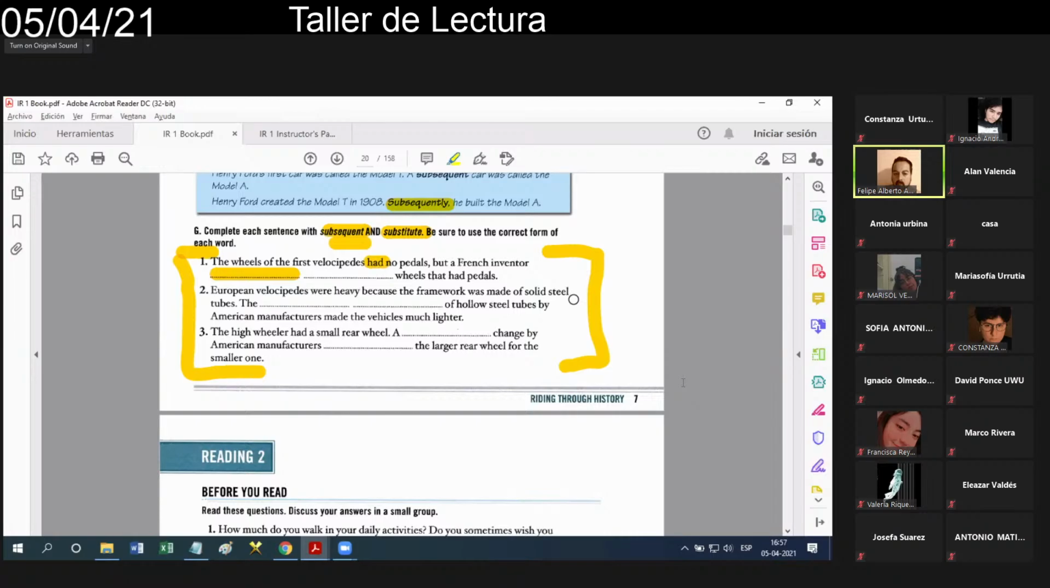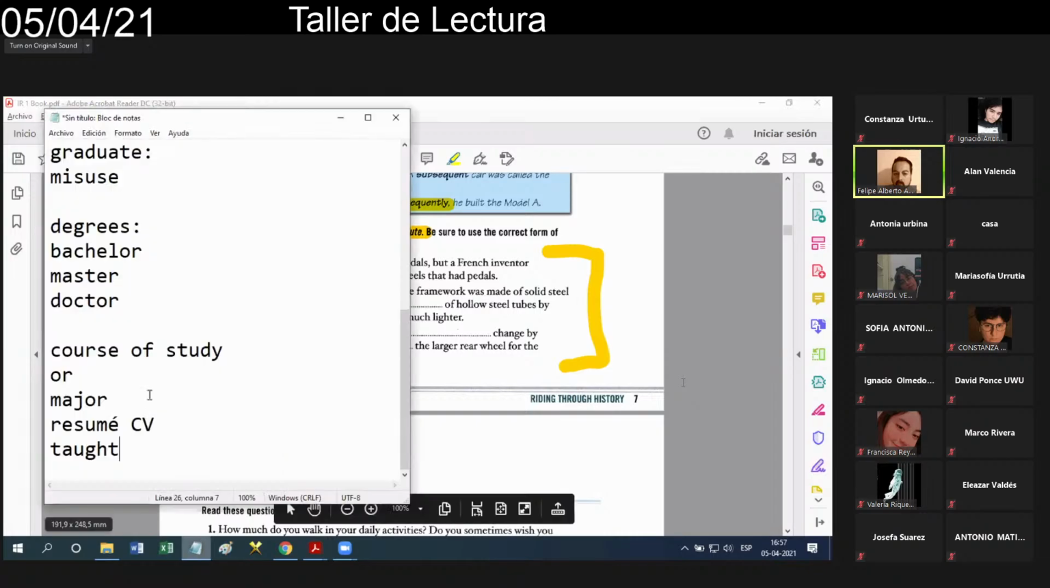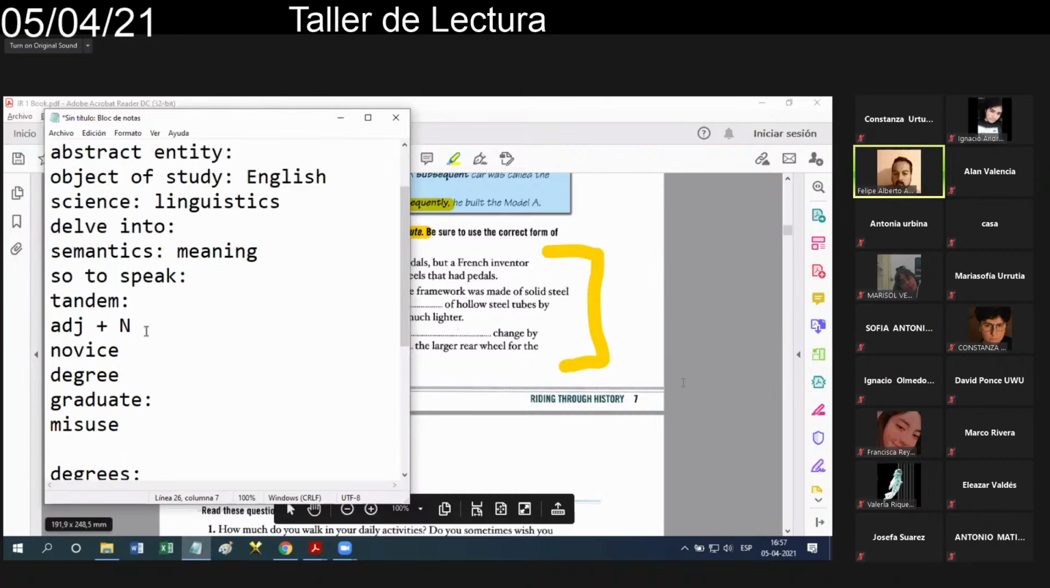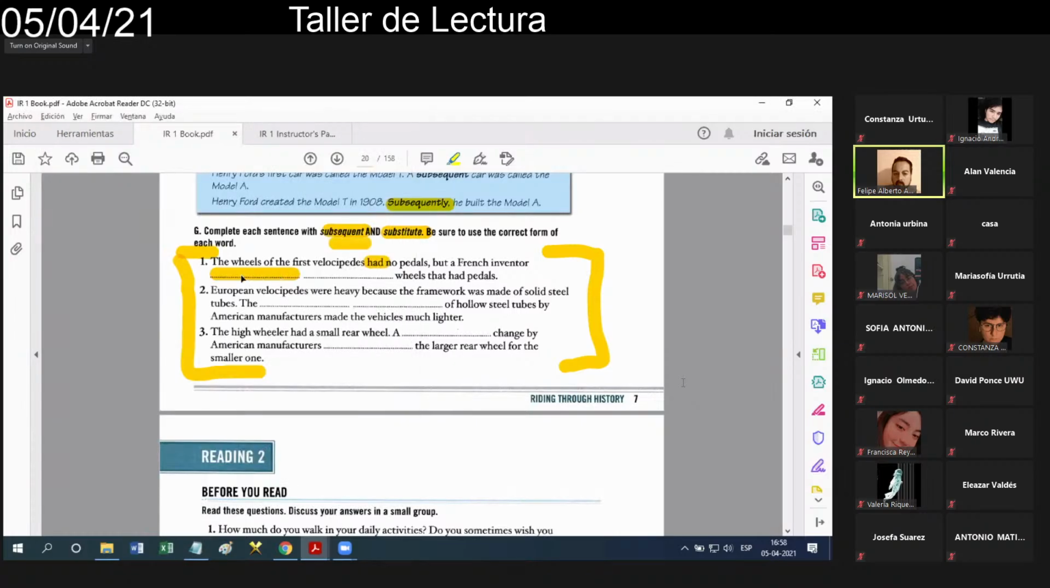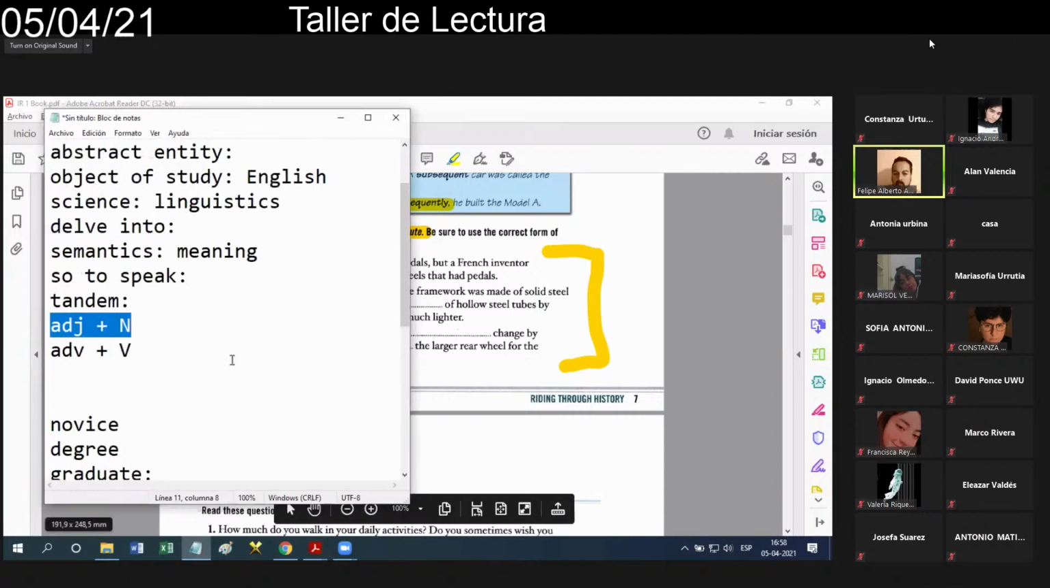And before that, we have placed subsequently. Why? Listen to me. And this is another thing for you. Tandem, adjective noun, and a second tandem, which is an adverb plus verb. Hence the answer, subsequently substituted. Adverb, verb. Adverb, subsequently, modifying the verb substituted. Adjective plus noun, adverb plus verb.